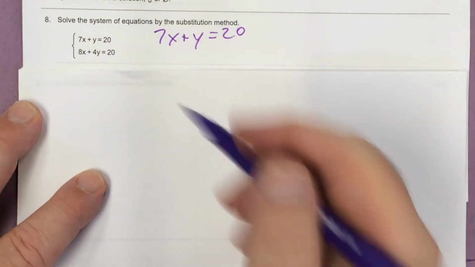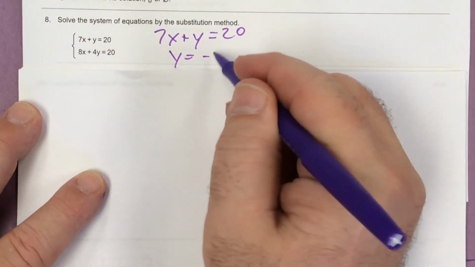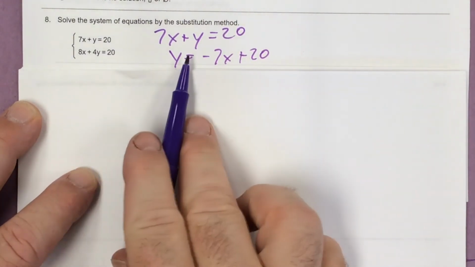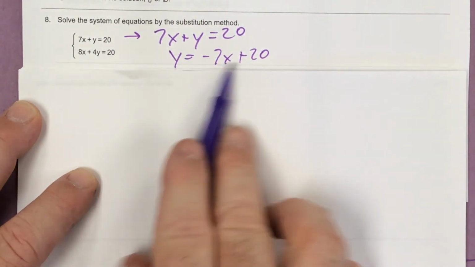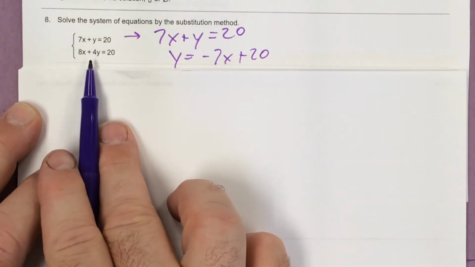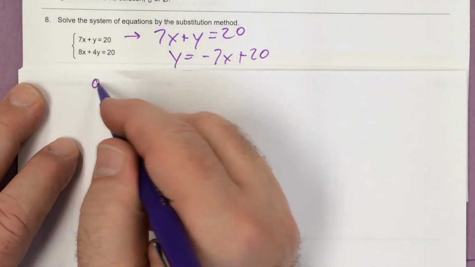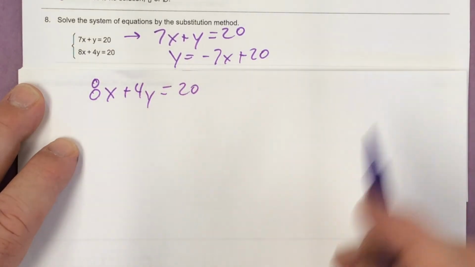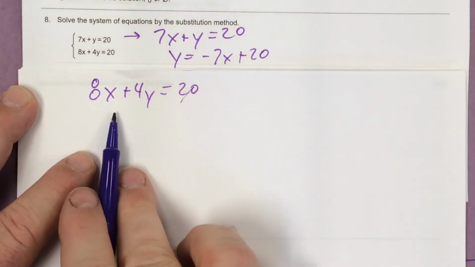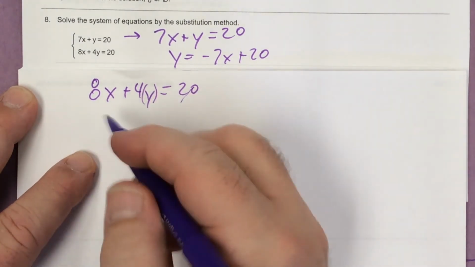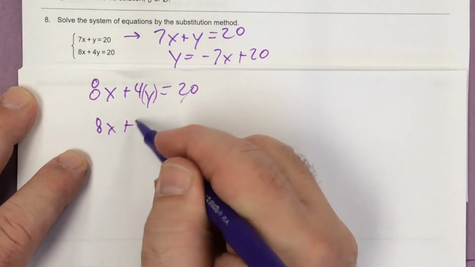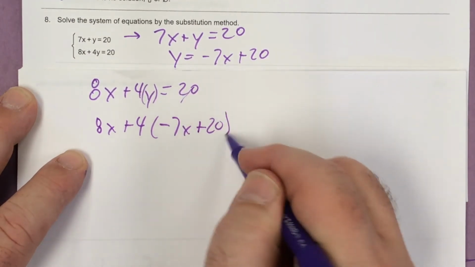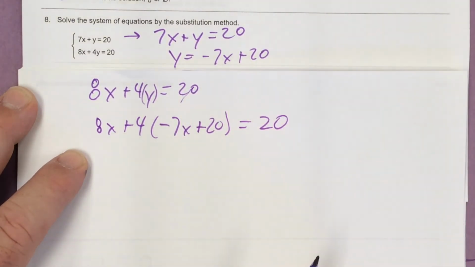If I move the 7x to the opposite side, that's going to give me y is equal to negative 7x plus 20. And because I manipulated the first equation, I'm going to take this value of y and put it into the second equation now. So I'm going to take the second equation, 8x plus 4y is equal to 20. And I take this value of y and put it into here. It'll be 8x plus 4 times negative 7x plus 20 is equal to 20.